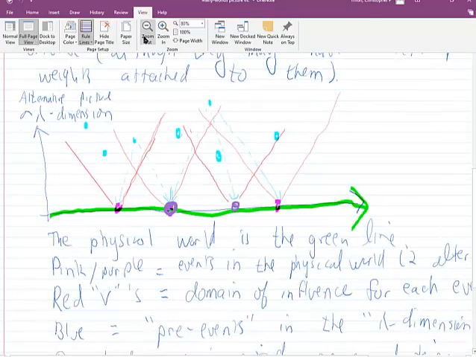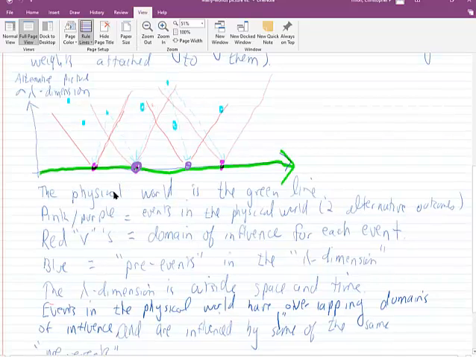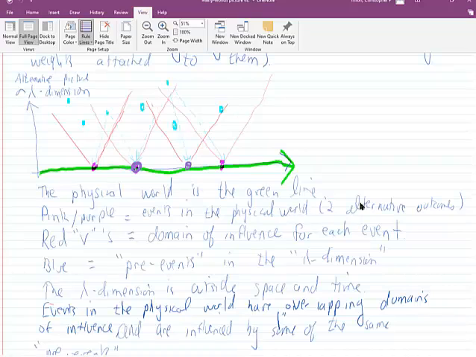All right. So the physical world is the green line. The pink or purple are the events in the physical world. So there are 2 alternative outcomes. The red V's are domains of influence for each event. The blue are pre-events in the lambda dimension. The lambda dimension is not observable. It's outside of space and time.